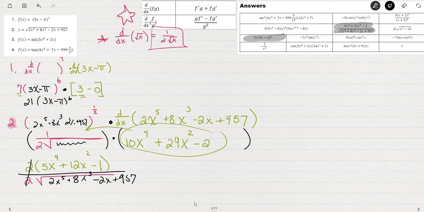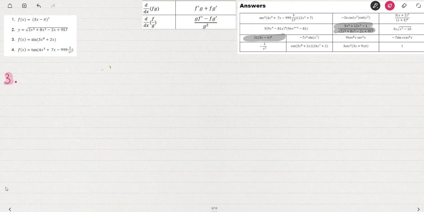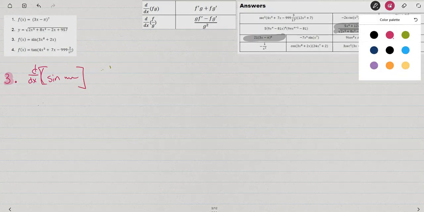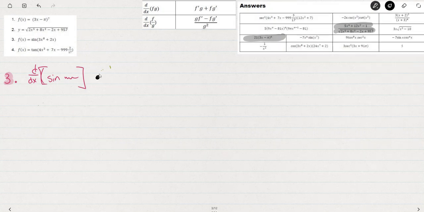Number 3. I'm going to copy this and make a new page of this. Okay, now that we have room for number 3, I can see that the outside function is the sine. So I'm going to do the derivative of the sine of whatever. In this case, the whatever is the 3x to the 8th plus 2x. And according to the chain rule, I'm going to multiply that times the derivative of the inside function. And the inside function is the 3x to the 8th plus 2x.